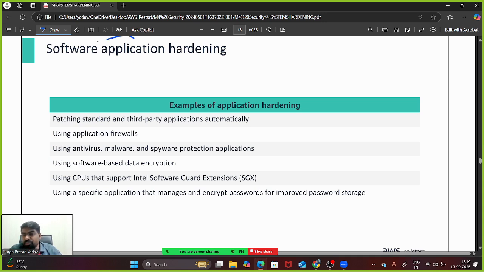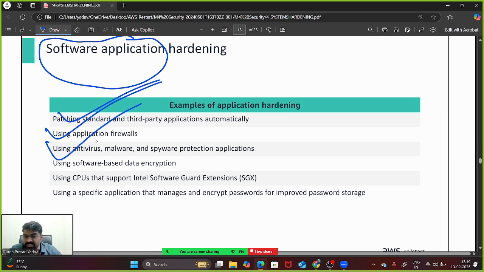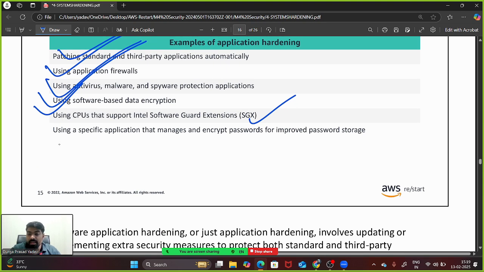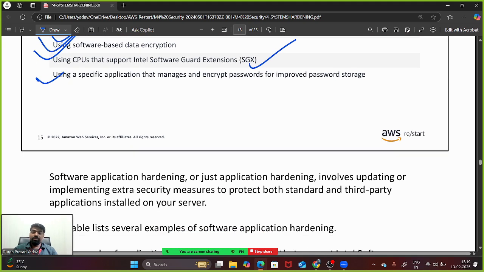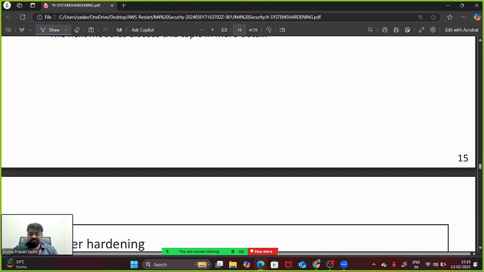Let's say if you need to do software application hardening, then you will apply patches to it. You will again use a firewall here. You will use antivirus, antimalware, and antispyware. You will be using software-based encryption as well. And you will use a CPU that supports Intel Software Guard Extensions. Basically it will protect your CPU. And you can use a specific application that will help you with cryptography.